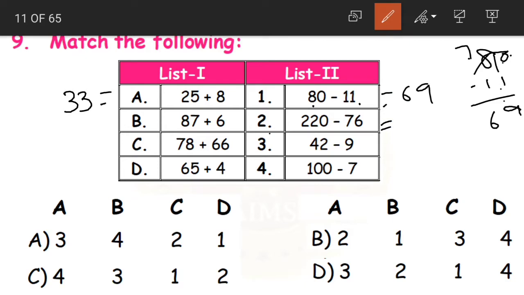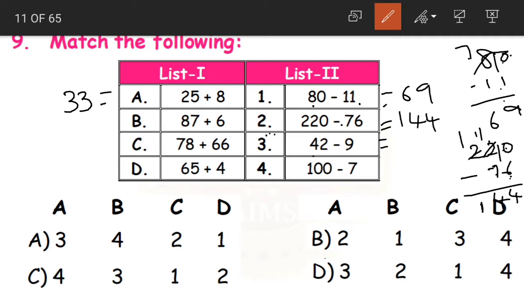Now coming to option number 2. 220 minus 76. Again 0 minus 6 is not possible. We'll borrow. 10 minus 6, 4. 1 minus 7 is not possible. Again we need to borrow. 11 minus 7, 4 and 1. What is the answer? 144. Again this is not our correct answer.